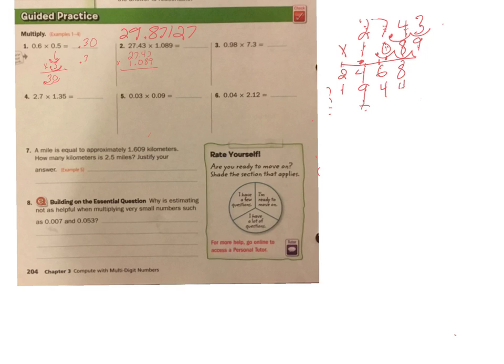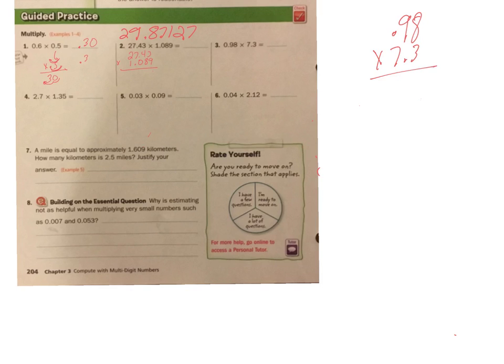And I can see it has less digits. So less digits means not quite as much work, which will be good. Let's do it. So we have 0.98 times 7.3.